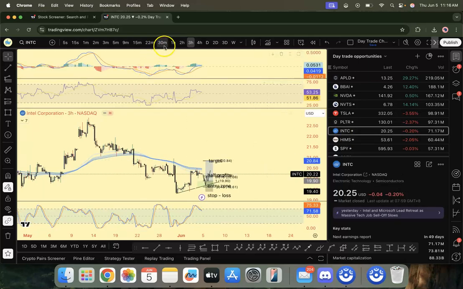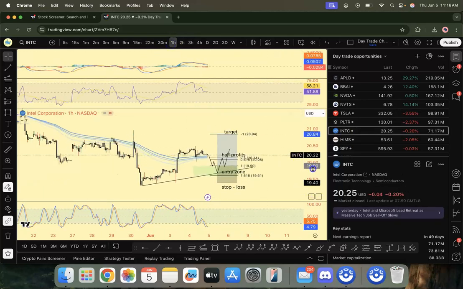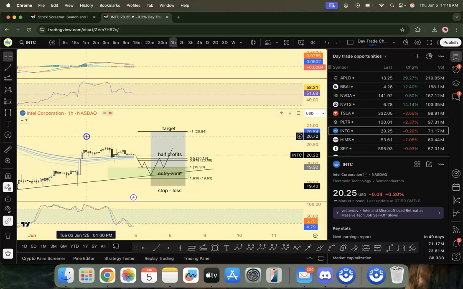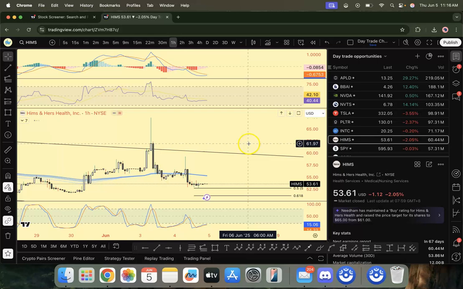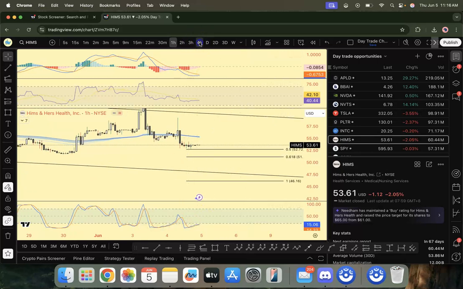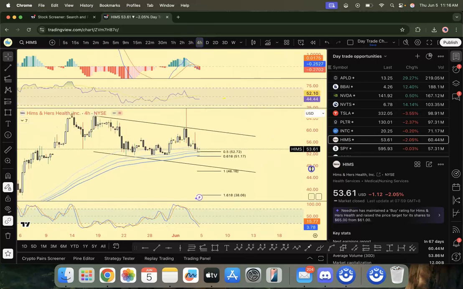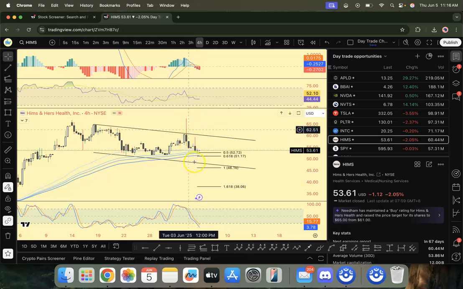For INTC, I started at the higher time frames for Intel, but I see a 3-wave move, 1, 2, 3, with entry zones down there. For HIMS, start on the 4-hour time frame. It can bounce now, but I see 3 waves in, potentially, A, B, C. I like it a little bit lower.